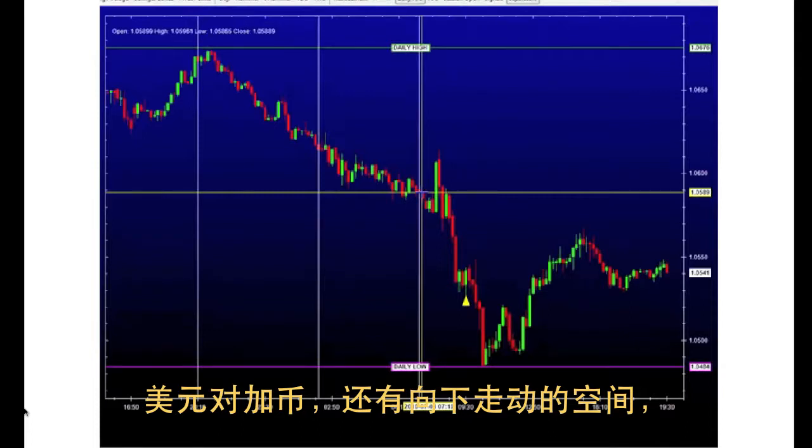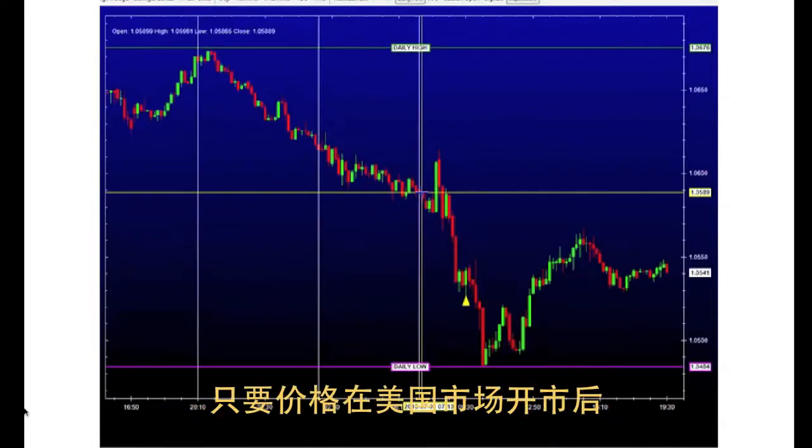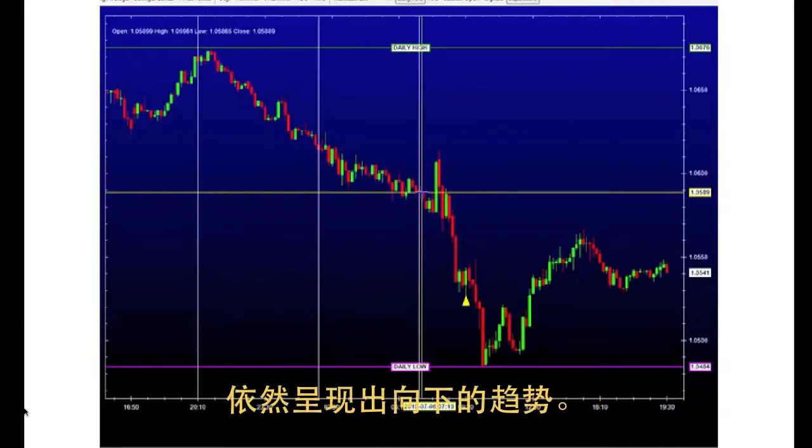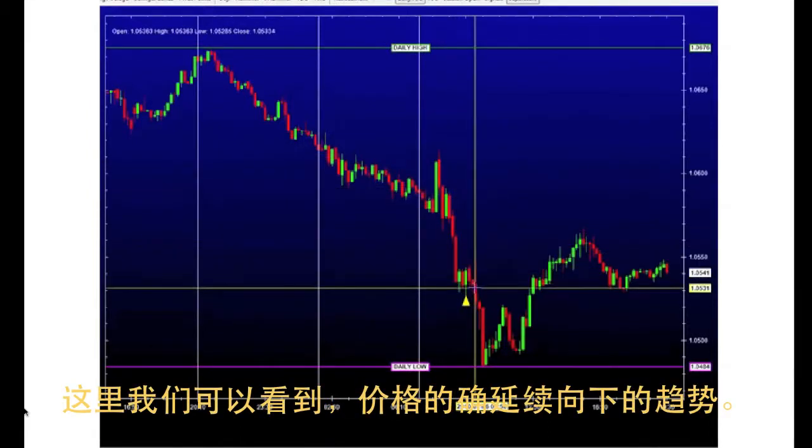Based on the daily high and daily low, you would be able to see that the price movement was almost 100 pips, where there was still room for this currency to continue moving lower if the trend were to continue during the US session. As you can see here, it did continue moving lower.